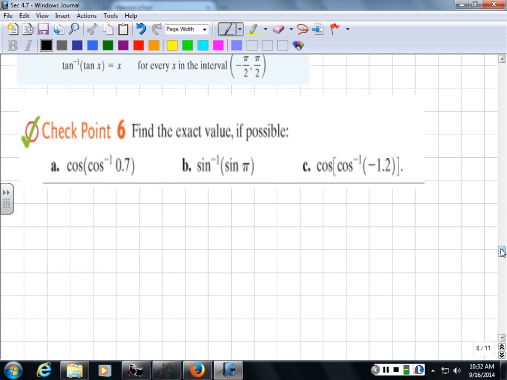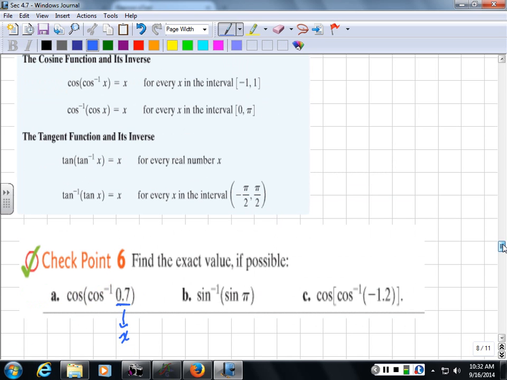we want to find the exact value, if possible, of the following compositions of functions. Now, let's look at the first one, the cosine of the inverse cosine of 0.7. This right here is my x value, correct? And if we go back up and look at the cosine of the inverse cosine of x, x has to be between negative 1 and 1. Is 0.7 between negative 1 and 1? Sure it is. So what's the answer to that going to be? 0.7.